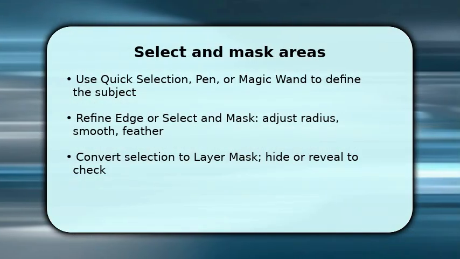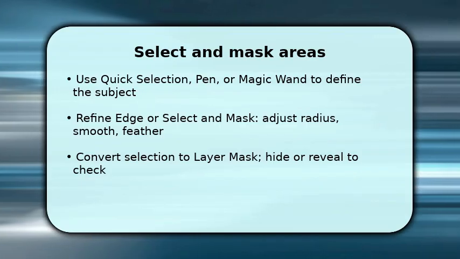Now you make the selection that creates transparency. Use the quick selection for complex shapes, the pen tool for precise paths, or magic wand for simple areas. Choose based on contrast and edges.